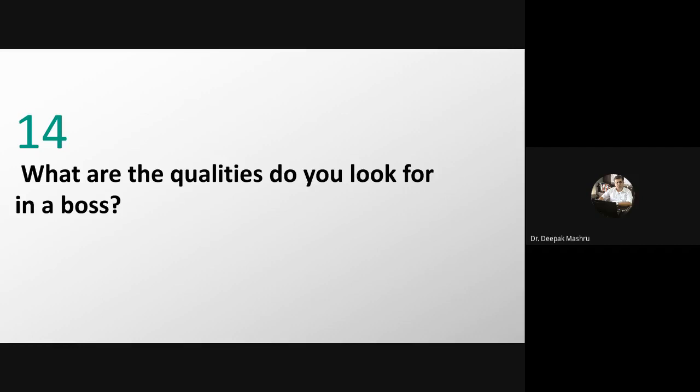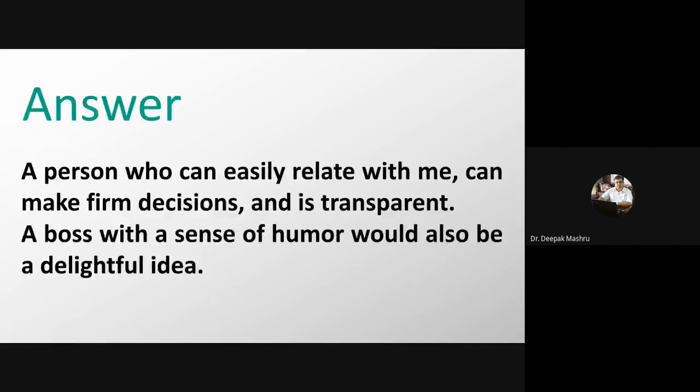Okay, leadership, ordering but working with people. Okay, potentially and technically strong, leading from the front, not commanding. Very good. Now, I would like to see my boss as a leader, leading from the front. Okay, fine. See, what can be the ideal one? A person who can easily relate with me, can make firm decisions, and is transparent. A boss with a sense of humor would also be a delightful idea. Fine. So these are the things that you can mention along with whatever you have mentioned.